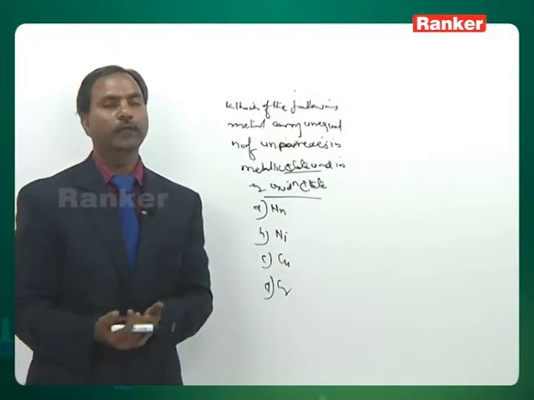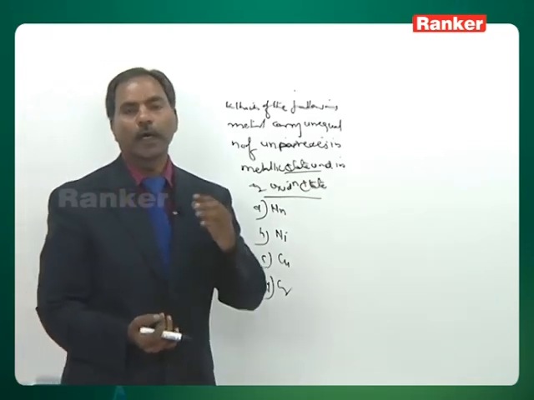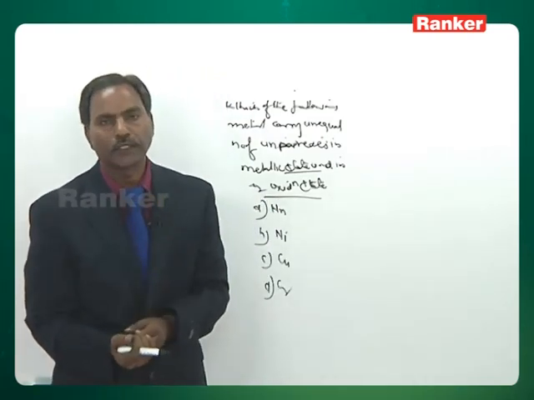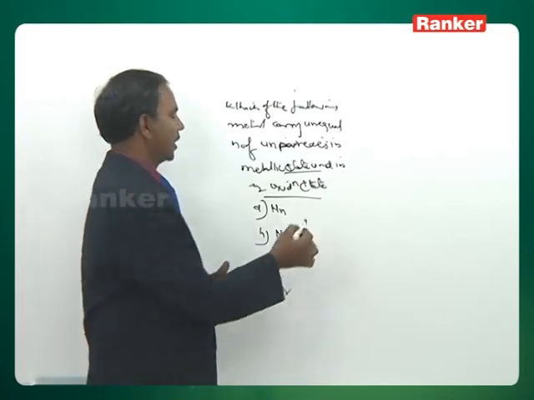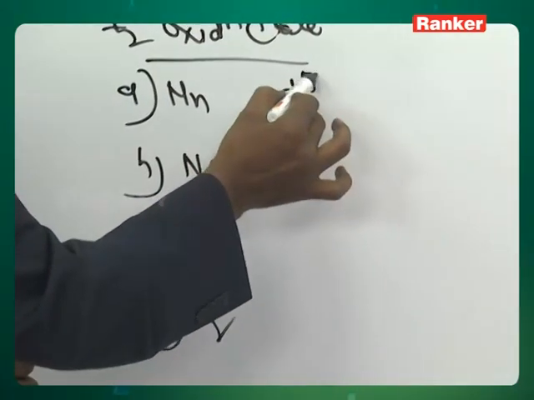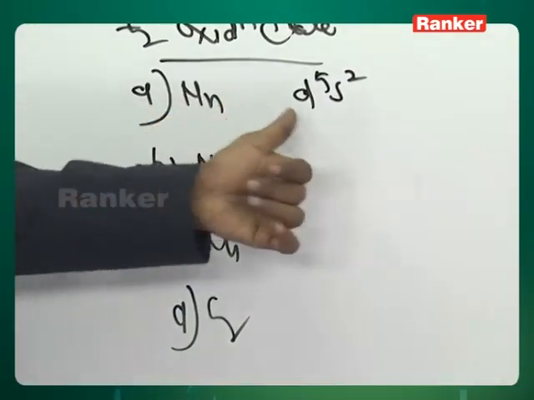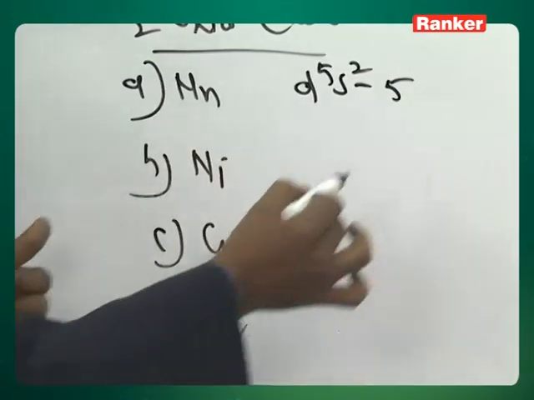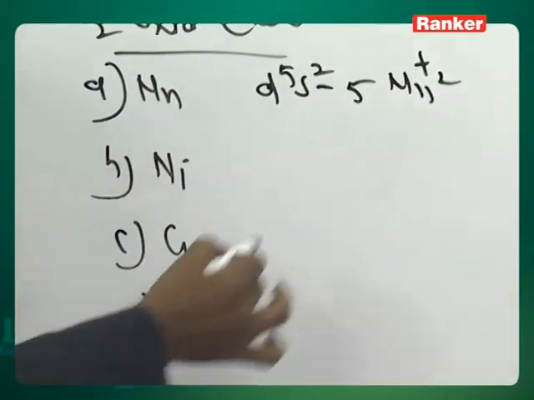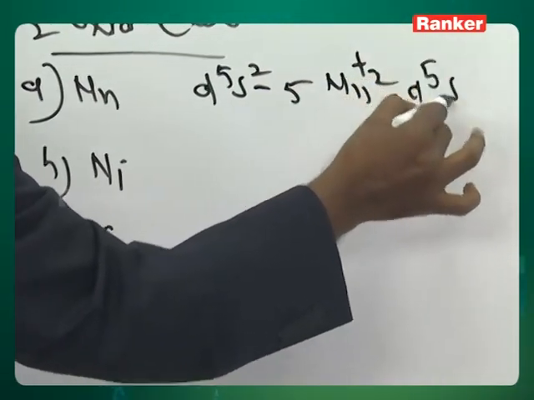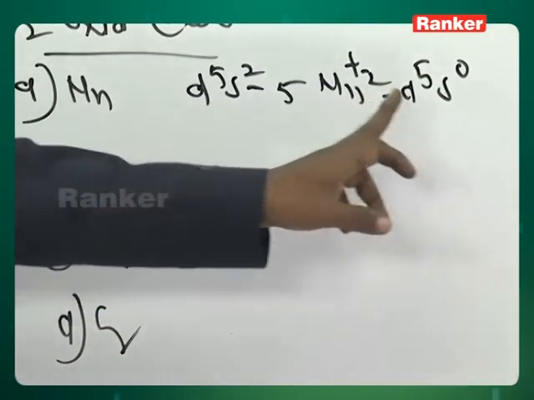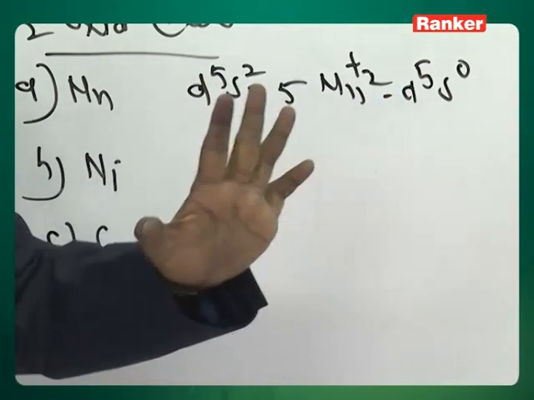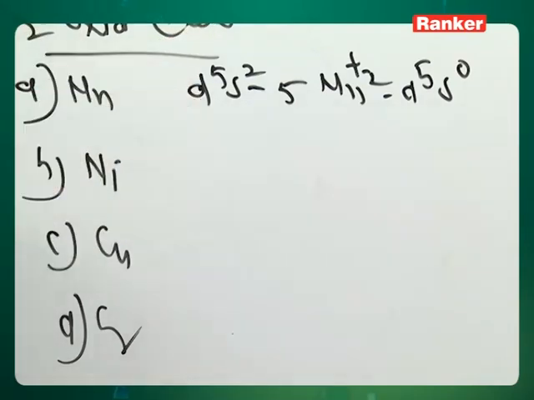What is the question? Read it carefully. Which of the following metals is carrying an unequal number of unpaired electrons in the metallic state and in +2 oxidation state? Now consider manganese. 25 means d5s2. Manganese in the metallic state carries 5 unpaired electrons. Then you have to see the +2. Mn +2 also carries d5s0: 5 unpaired. So in the metallic state it is carrying 5, in the +2 it is carrying 5. It is not our answer, since there should be an unequal number of unpaired electrons.